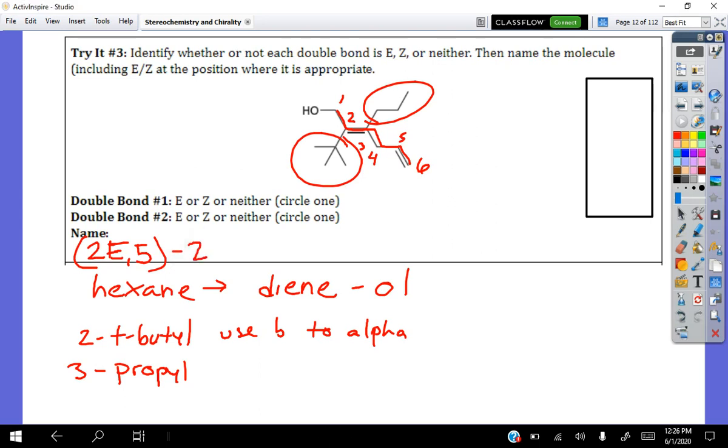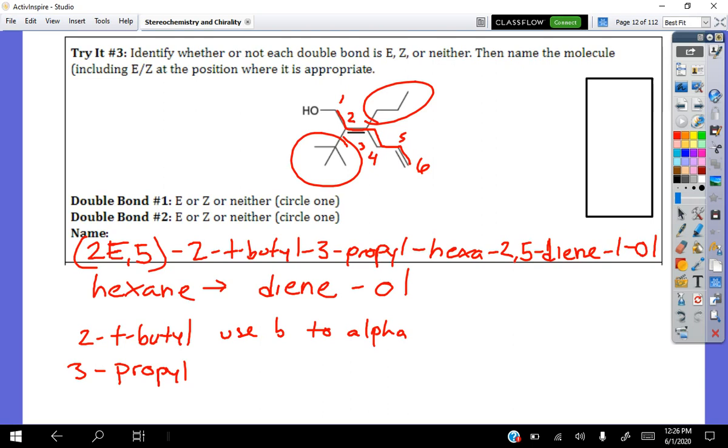I've got my 2-T-butyl, 3-propyl. And then I'm going to put the numbers by the ene portion. I could put them next for my double bond, but I'm going to put them by the ene portion because we're also going to need numbers for the OL. Both are correct. If you wanted to say 2,5-hexadiene 1-ol, that is fine. I'm going to write hexa dash 2,5 dash diene dash 1-ol.